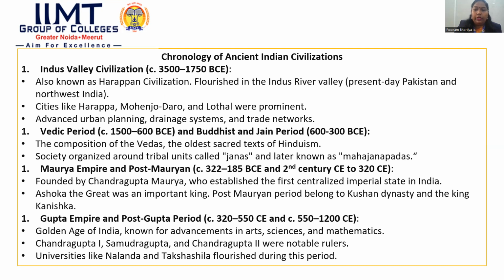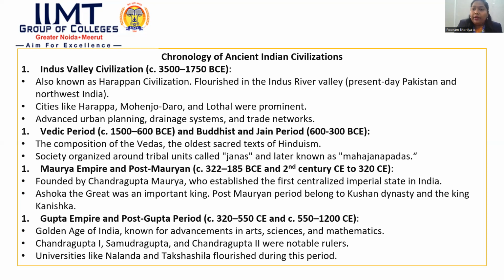So during Mahajanpad period, state system emerged. There were 16 Mahajanpads. Among the 16 Mahajanpads, Mauryan or Magadh Empire was the prominent. So the next time period was related to Mauryan Empire.